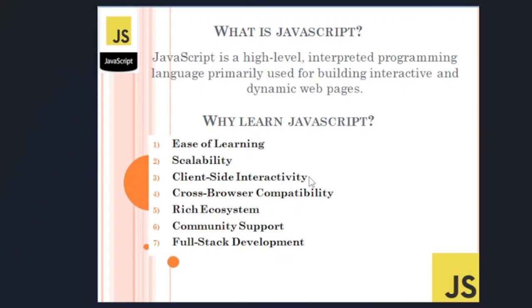So since we're talking about JavaScript, what is JavaScript? All right, you might be asking. Okay, I have a little slide which I'm going to show you, so we can read from the screen. JavaScript is a high-level interpreted programming language primarily used for building interactive and dynamic web pages.